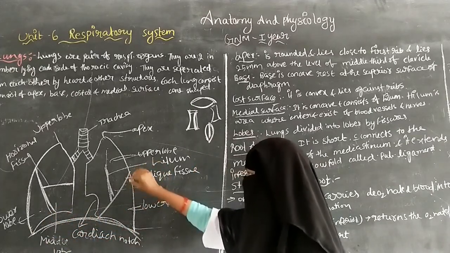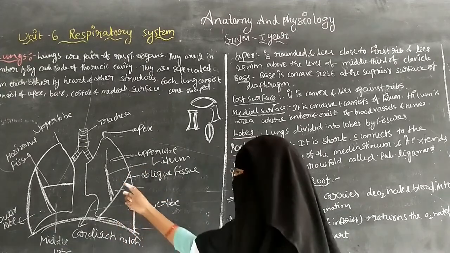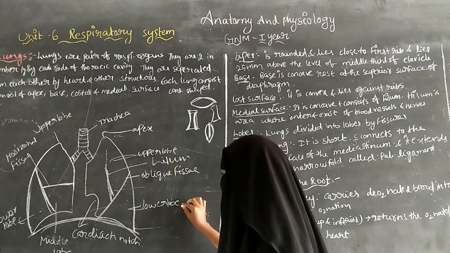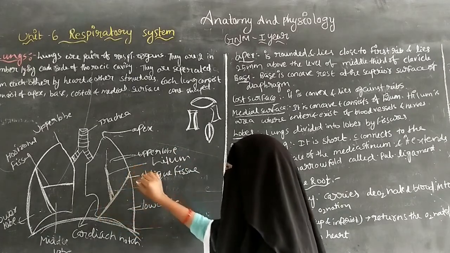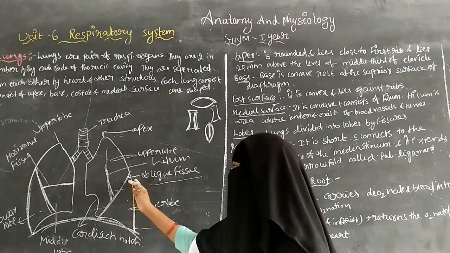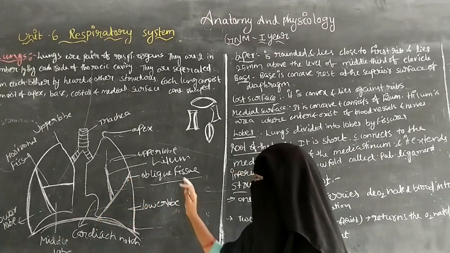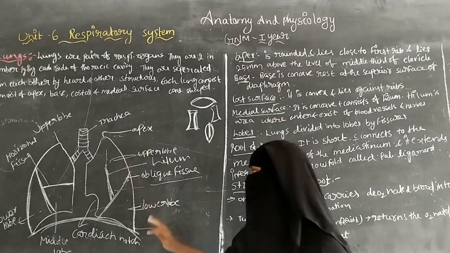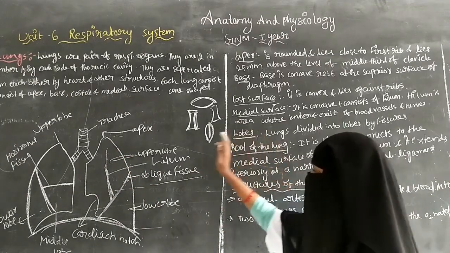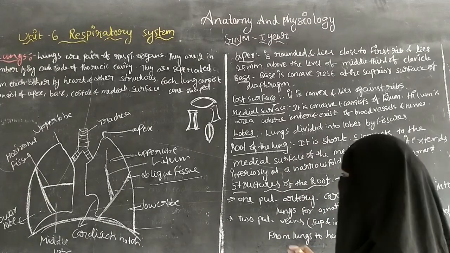And the next one is the left lung. The left lung consists of 2 lobes, an upper lobe and a lower lobe. The upper lobe and the lower lobe are separated by the oblique fissure, which is curved. So it is about the lobes of the lung: the lungs are divided into lobes by the fissures.